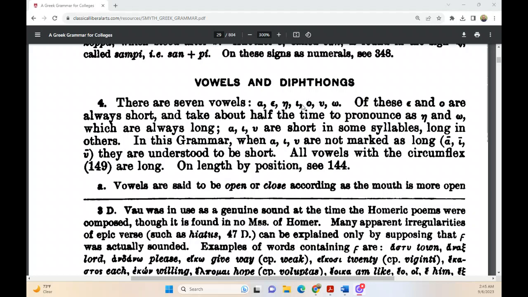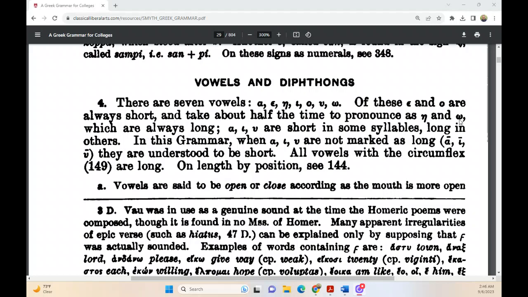It's pretty easy to remember that omicron is always short because mikron in Greek means small. So we have epsilon, which means simple e, or even quiet e, and omicron, which means small o. Not too difficult to remember. Those 2 vowels, epsilon and omicron, are always short. They take about half the time to pronounce as eta and omega, which are always long. So the 2 Greek vowels which are always long are eta and omega.